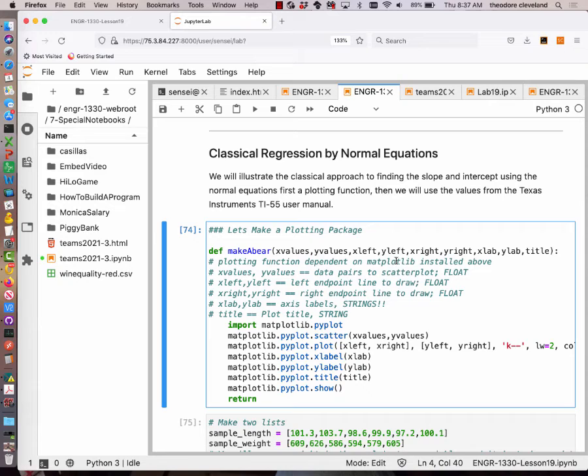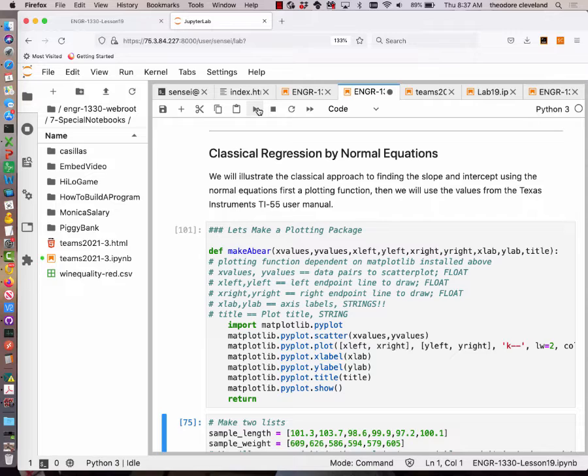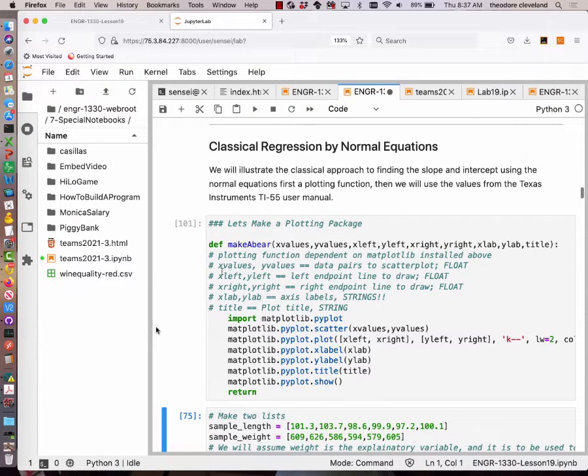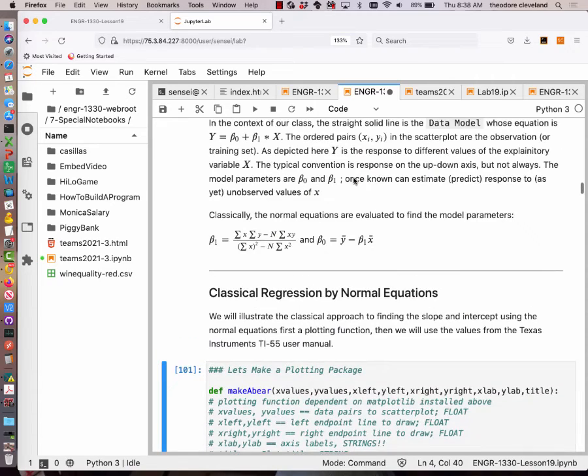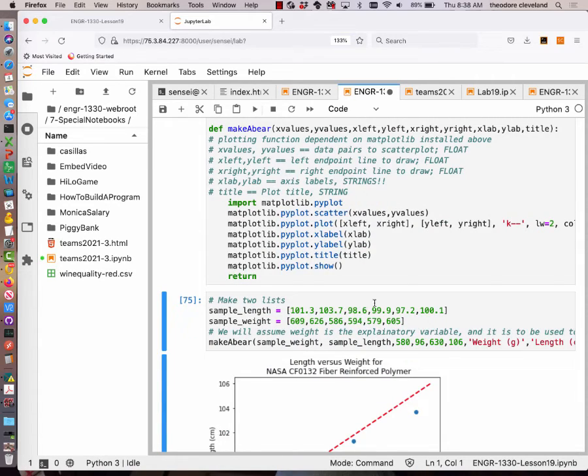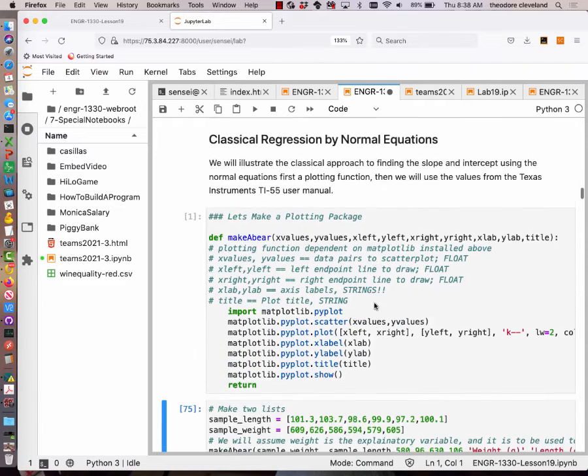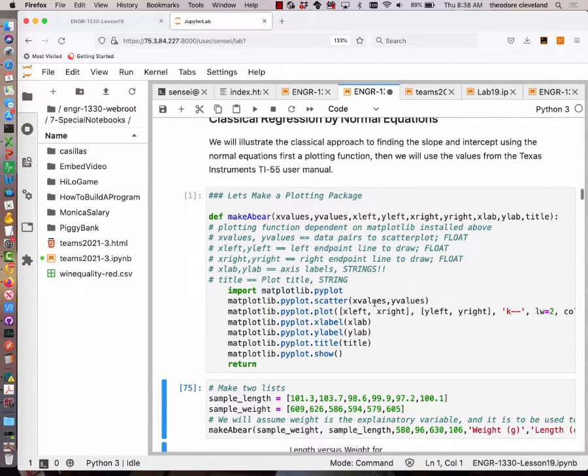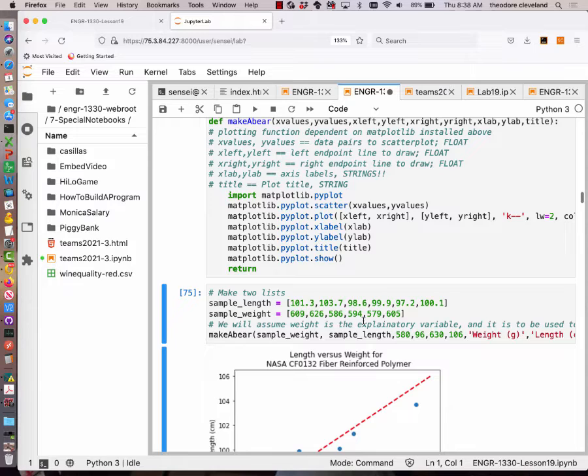All right, this takes us to the actual worksheet. So we run it, nothing to see there. Actually, let me see if I can restart everything. So this square bracket should return a 1. Yay. Okay, so we're starting from fresh. So we made our plotting package, nothing to see here. We'll make our two lists and we'll make a bear.